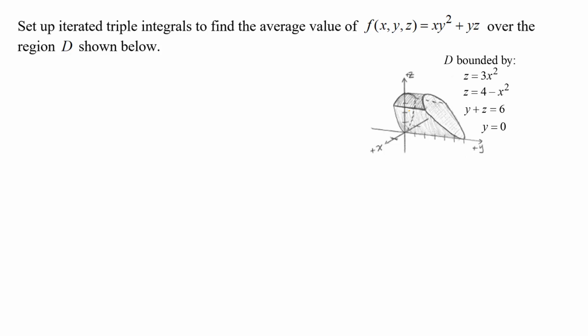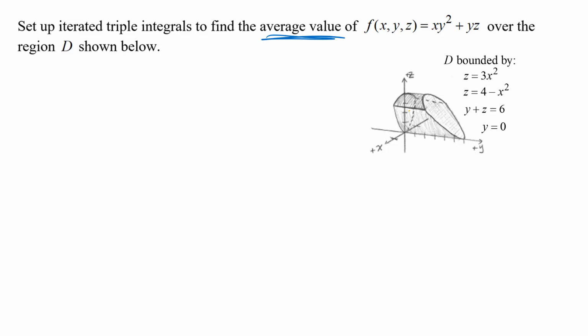In this video we're going to set up iterated triple integrals to find the average value of a function on a region, and we've got the graph of the region here. So even though we have the graph of the region, we should make sure that we understand which equations are which parts. I have z equals 3x squared, so that is a parabolic cylinder, extends parallel to the y-axis.